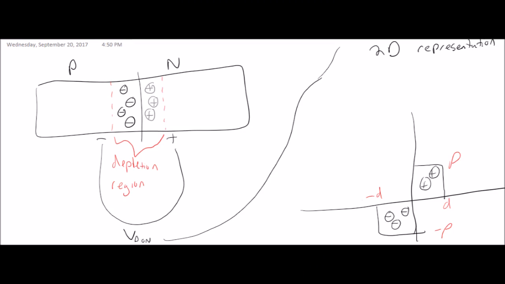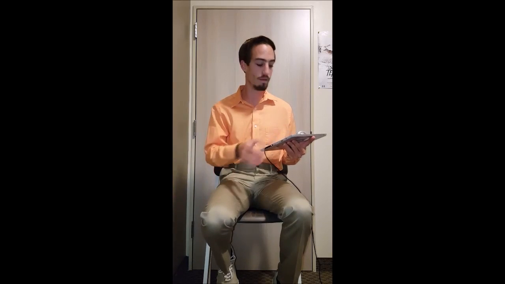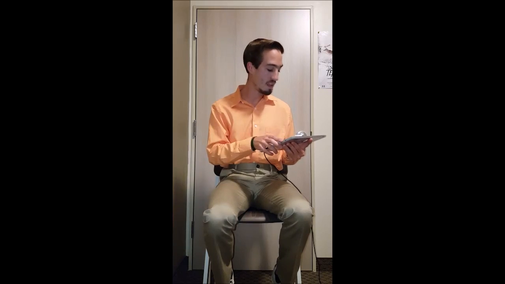We like to call this V_D on. Usually it has a typical value of about 0.8 volts. If you have an input voltage that is lower than this, the diode would not conduct. No current will flow through it. It's as if the diode acts as an open in the circuit.